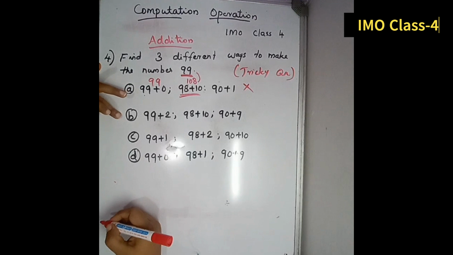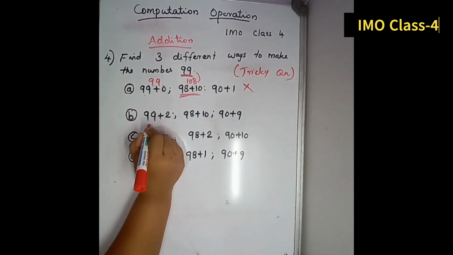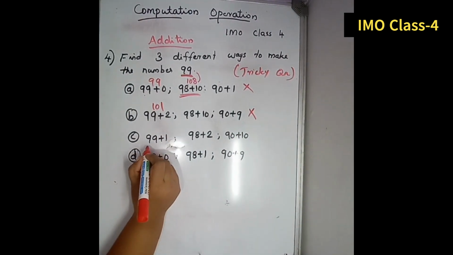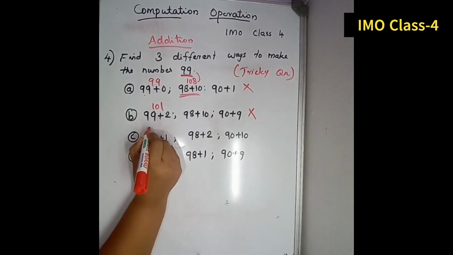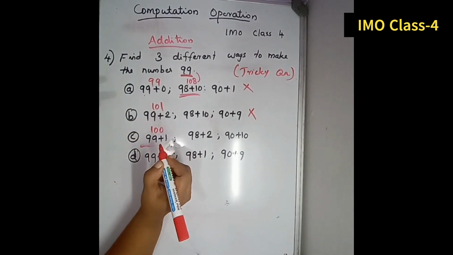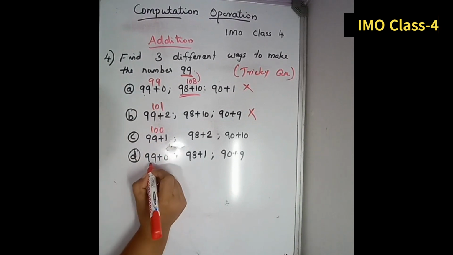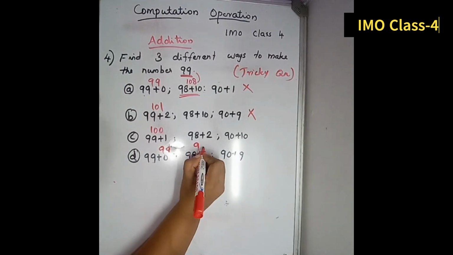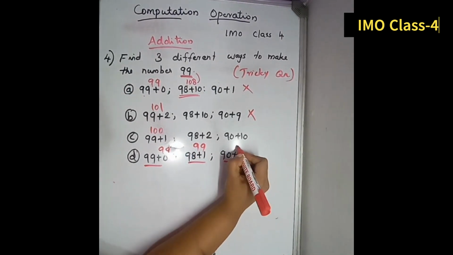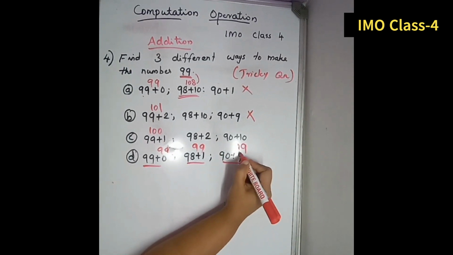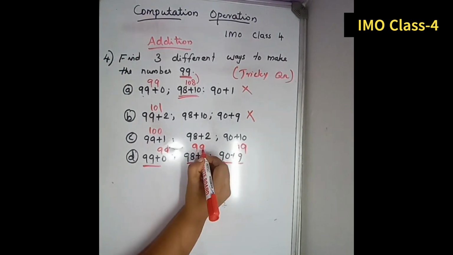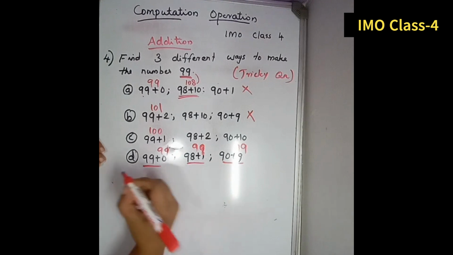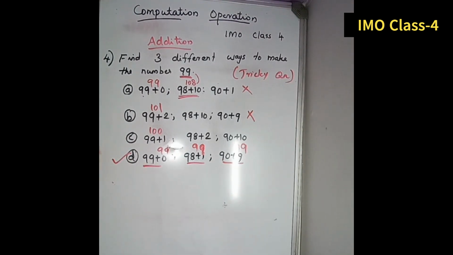Moving to the next option, option B, here 99 plus 2, that is 101. So this is also wrong. Next option, option C, 99 plus 1, which is 100. So this option is also wrong, right? Moving to the last option, 99 plus 0, which is 99. 98 plus 1, 99. 90 plus 9, 99. So clearly these are the 3 different ways to make the number 99, right? All the 3 answers are 99. So our answer is option D, right?